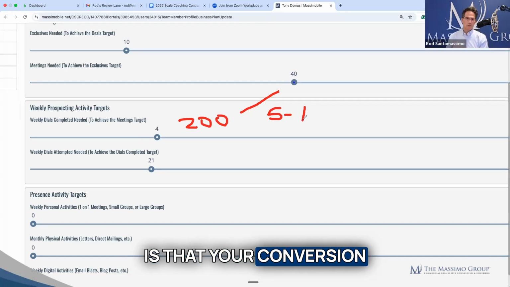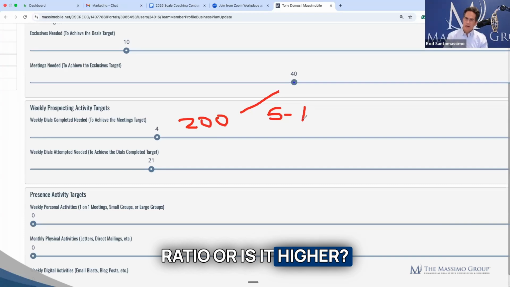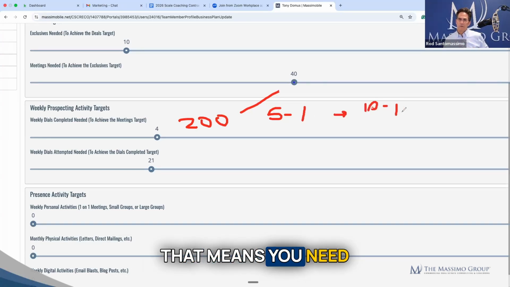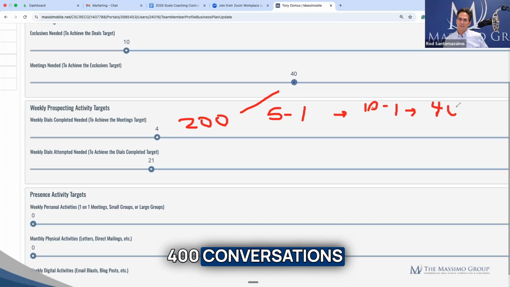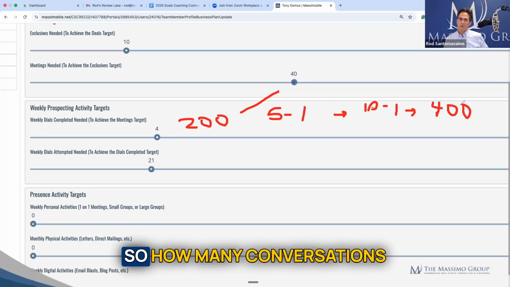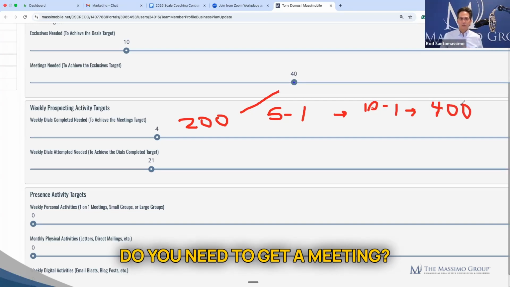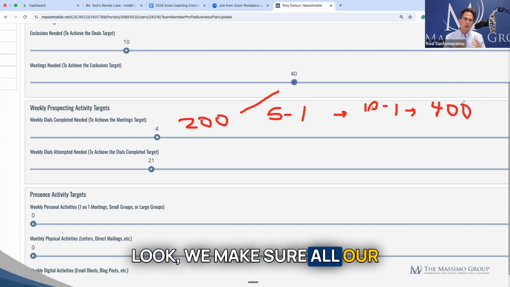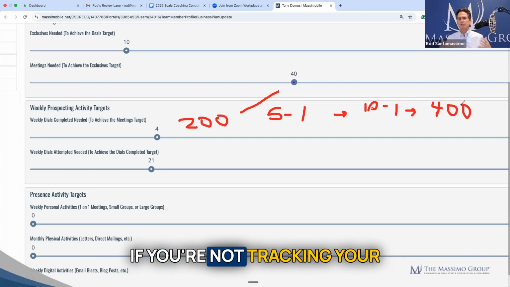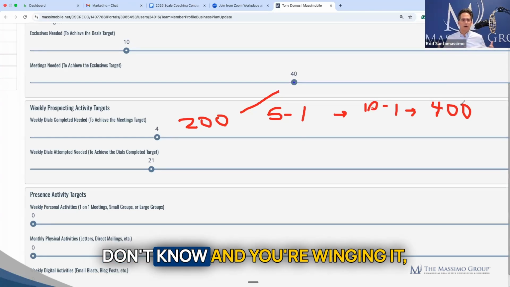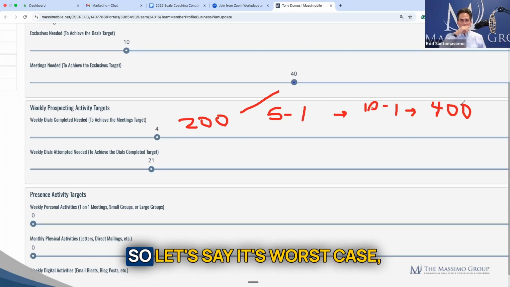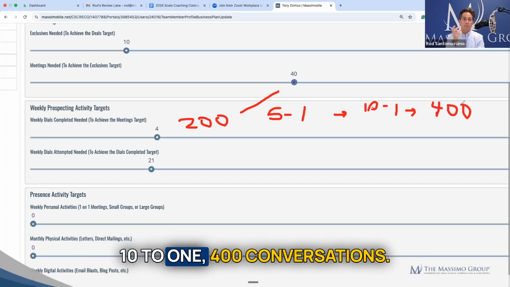Is that your conversion ratio or is it higher? Because if it's 10-to-1, that means you need 400 conversations to get to 40 meetings. So how many conversations do you need to get a meeting? You got to know that number. We make sure all our clients track their numbers. If you're not tracking your numbers, you're guessing, you're winging it, and that's a hard way to make a living. So let's say it's worst case 10-to-1, 400 conversations.